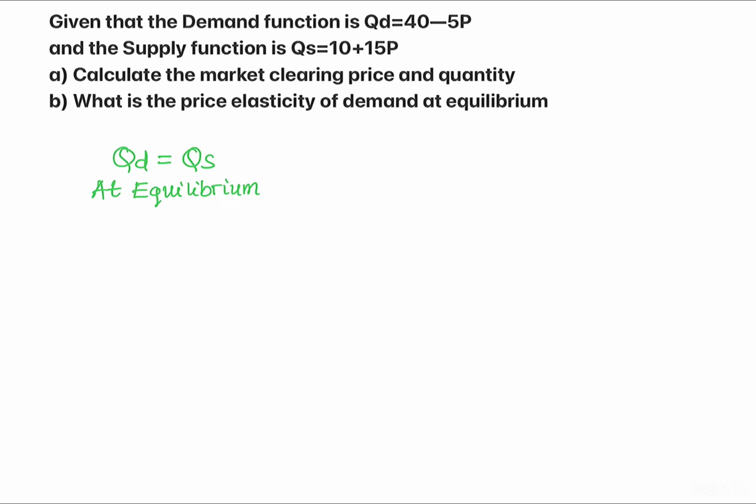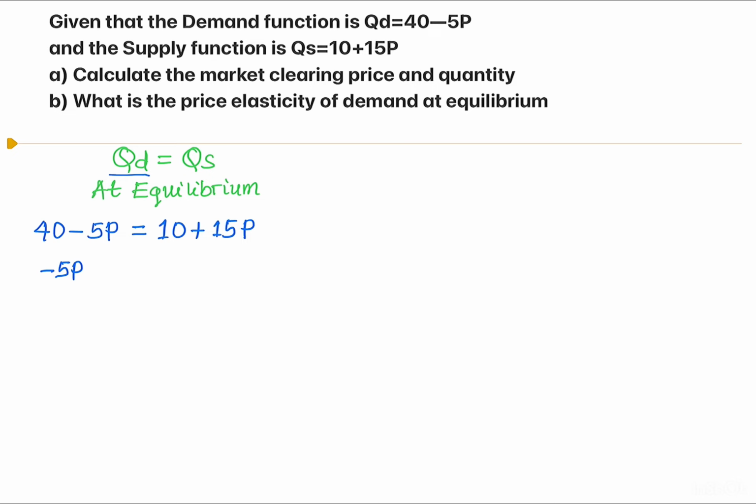So we know that QD is 40 minus 5p, and QS is 10 plus 15p. So we solve this and we look for p. Any value with p comes to the left side. Any value without p goes to the right side. Minus 5p has p, so we leave it on the left. Minus 5p. Do not ignore the negative sign.